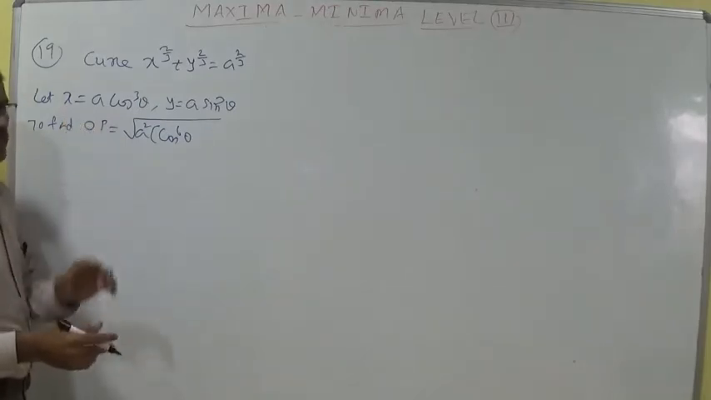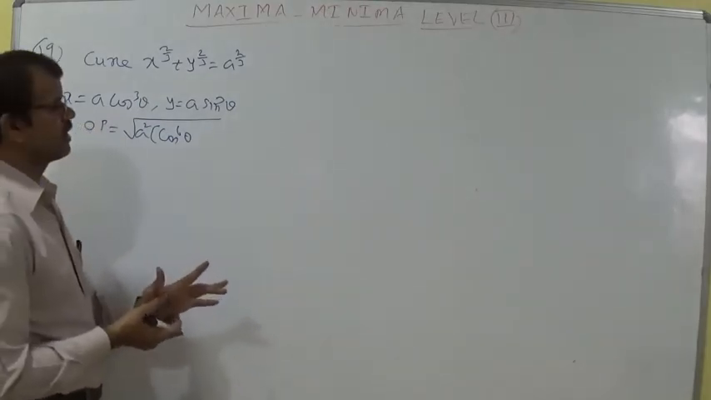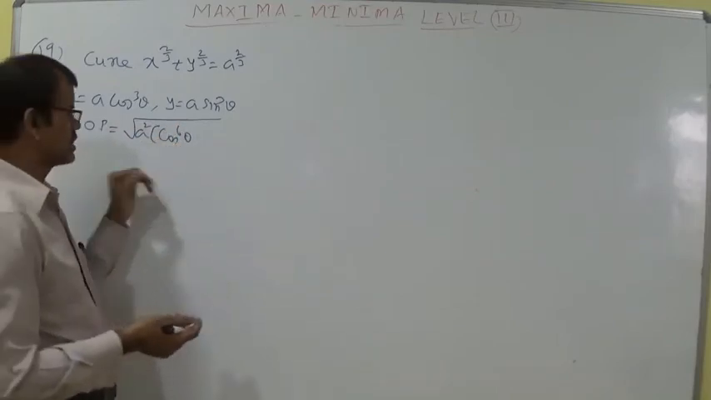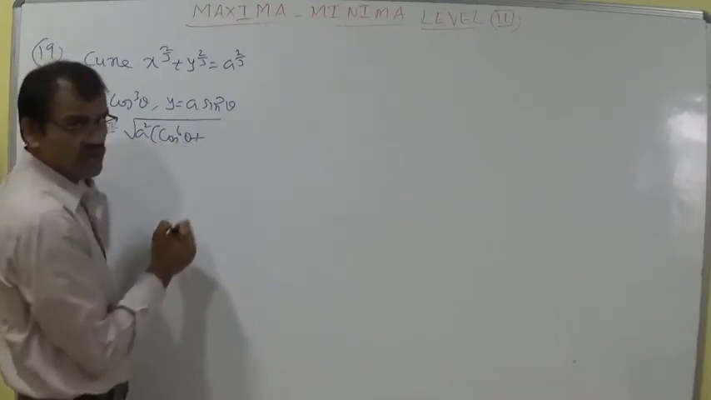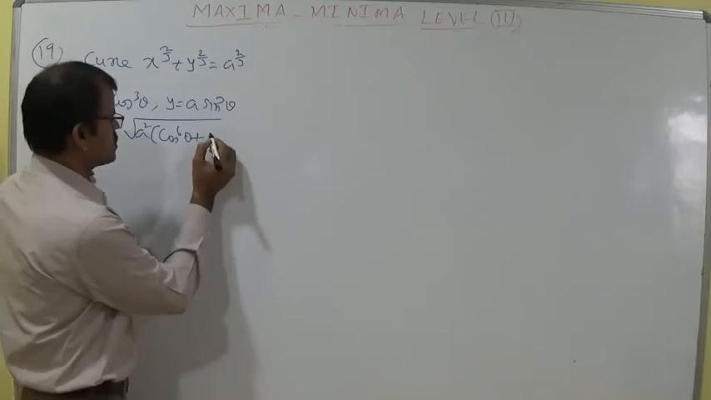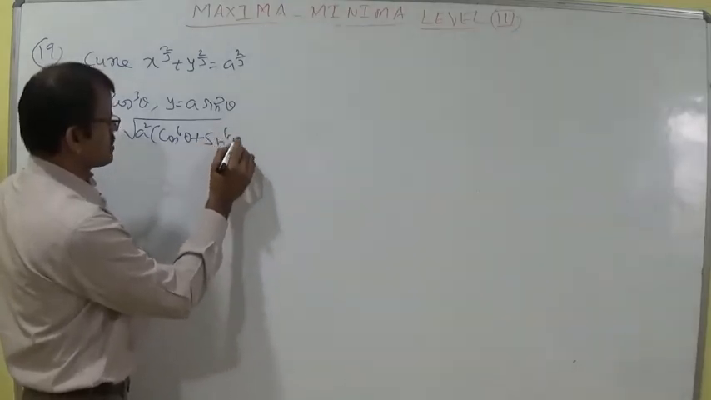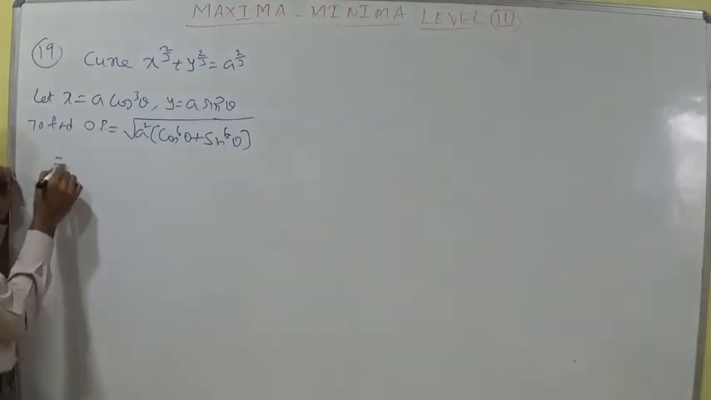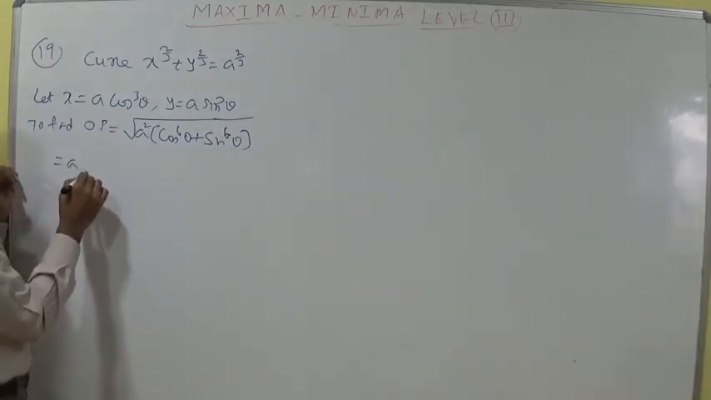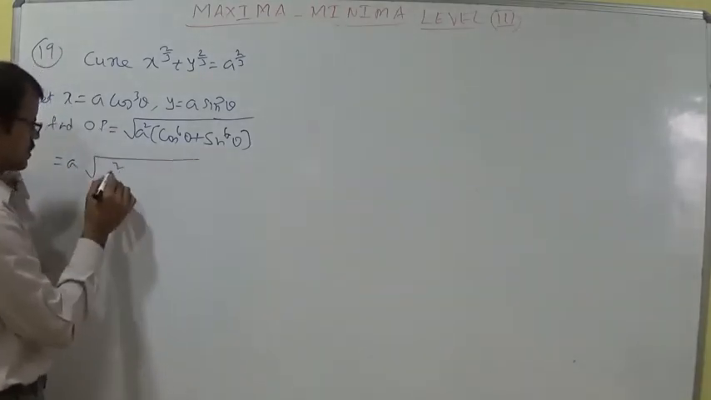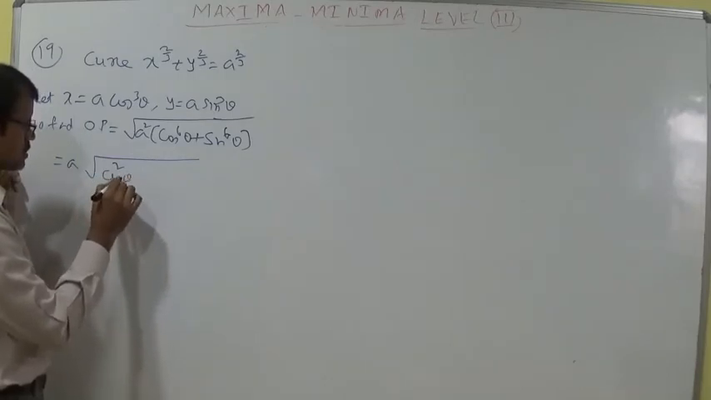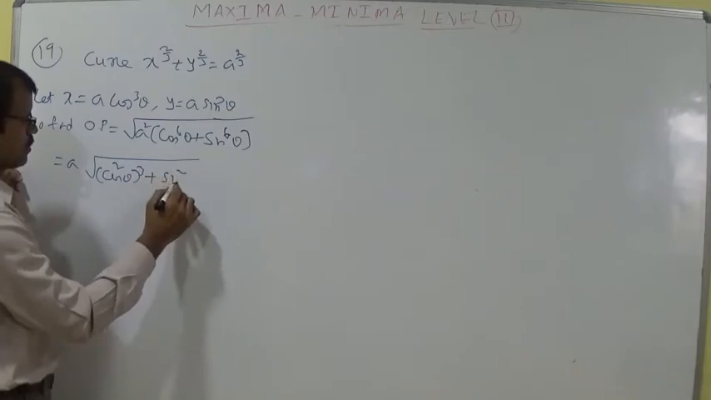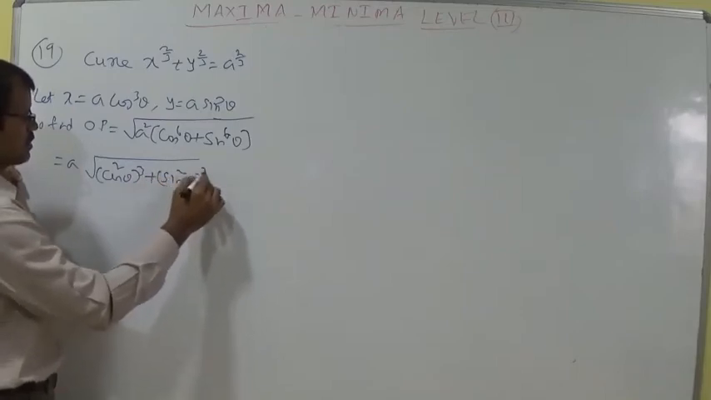x is a cos cube theta minus 0 whole square plus y is a sin cube theta minus 0 whole square becomes a square cos power 6 theta plus a square sin power 6 theta. Whenever a square is taken common, we can write a square into cos power 6 theta plus sin power 6 theta over root. Let us take it common as a, and to root of this you can write as cos square theta whole cube plus sin square theta whole cube.